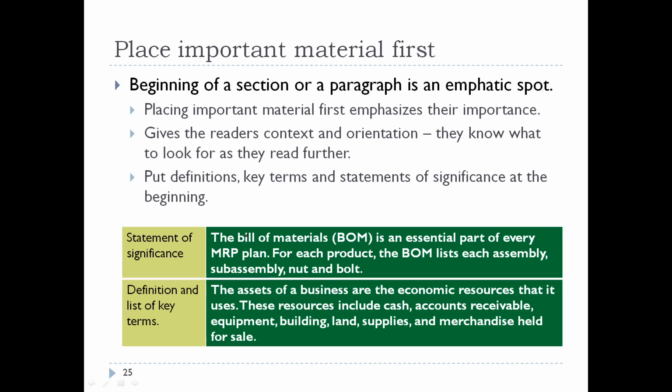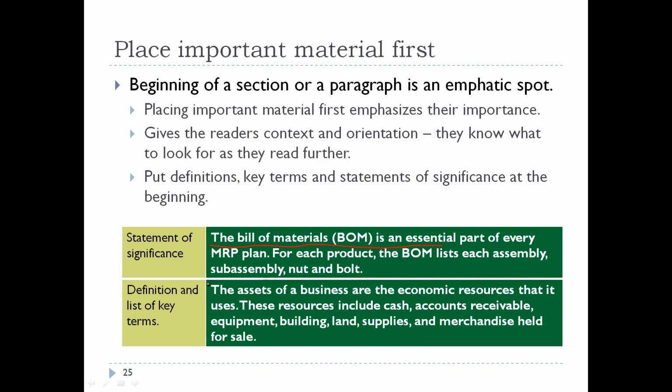Okay, these are emphatic spots, which are basically there to emphasize certain things. For example, look at this example. The bill of materials (BOM) is an essential part of every MRP plan. For each product, the BOM lists each assembly, subassembly, nut and bolt. This is one example where the important material comes first, and the important material here is the bill of materials.